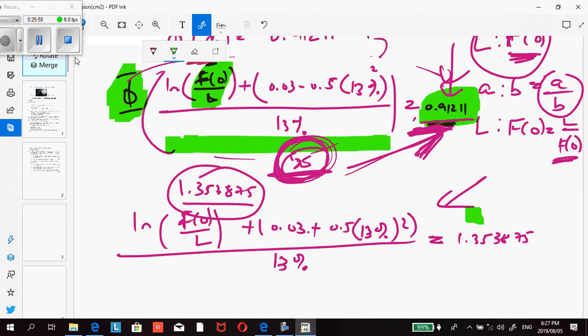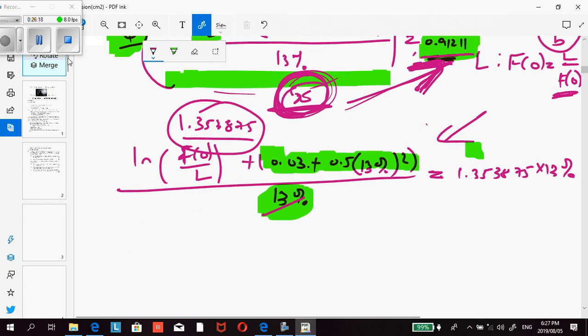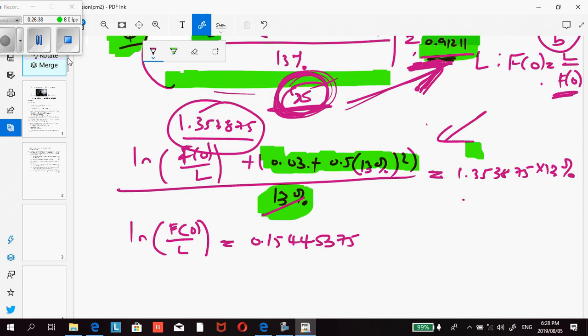Because now what I'm going to do, I'm going to multiply on both sides by this so that it will cancel here and get multiplied there, and I'm going to subtract this whole thing on both sides. That is basic algebra, nothing is difficult there. I'm actually going to have the natural log of f of 0 divided by L being equal to 0.1544375. Now remember, the goal is to find this. Go back and read your question. Now what do I do from here?